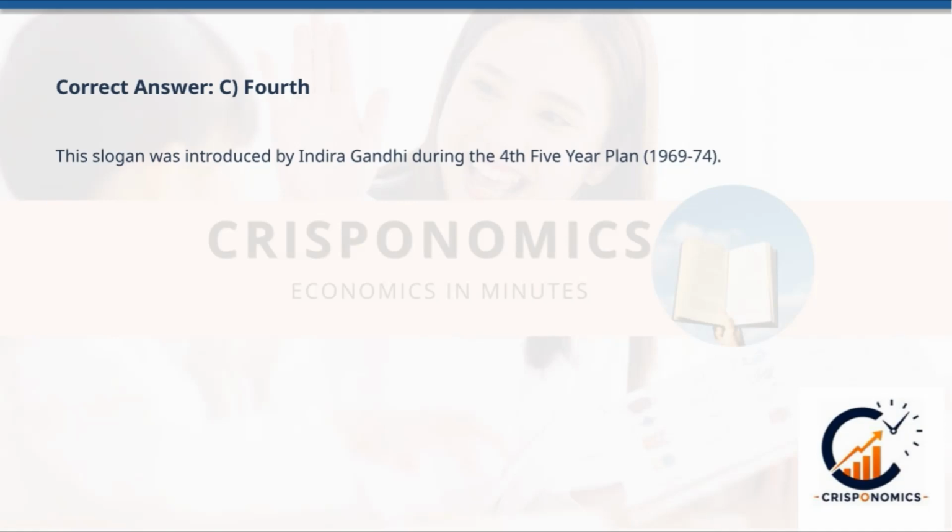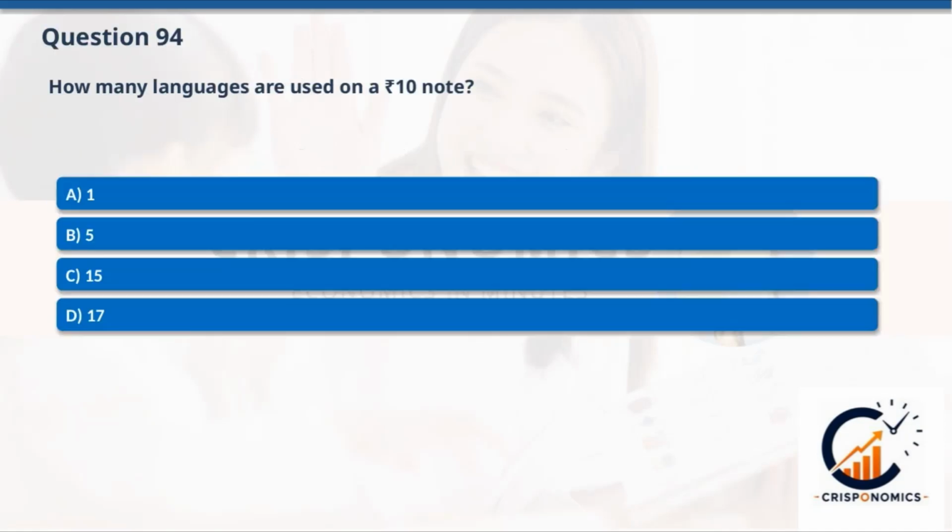Let's look at the question about the rupee 10 note. How many languages are actually used on it? The options range from just 1 language, all the way up to 17. It's a reminder of the rich linguistic diversity represented even on everyday currency. This question challenges us to think about how many voices and cultures are woven into something as common as a banknote.